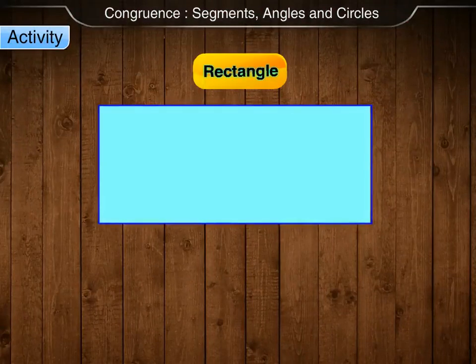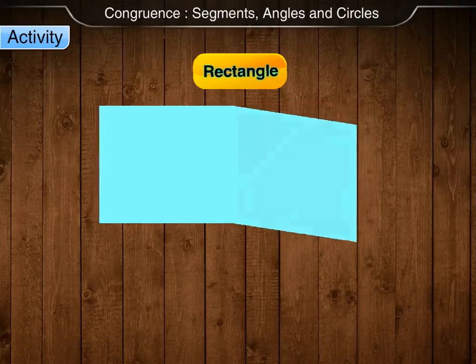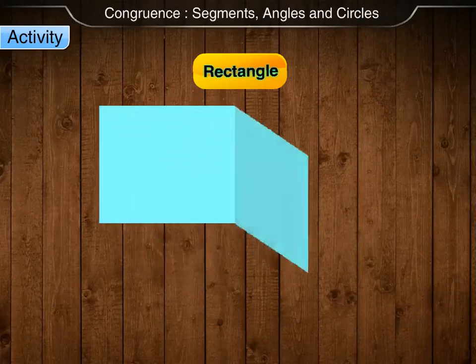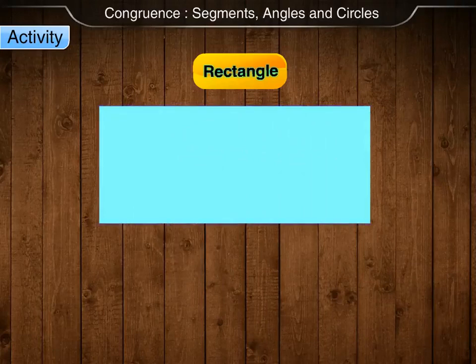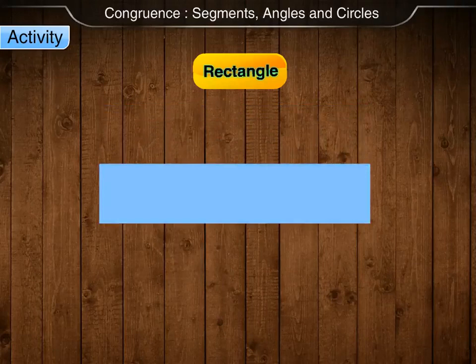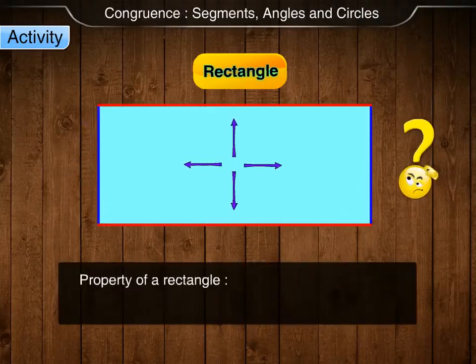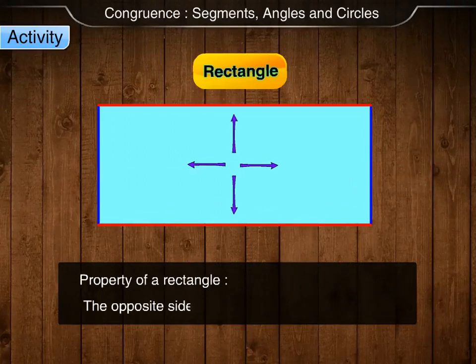Now join the opposite sides of this paper like this. They coincide with each other. Now, join these two sides. Even these two sides coincide with each other. From this, can you recall the property of a rectangle? Yes. The opposite sides of a rectangle are equal.